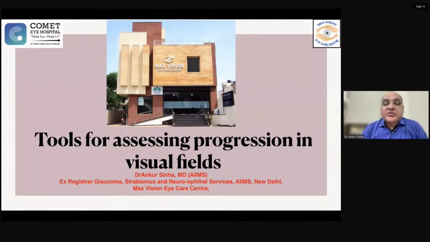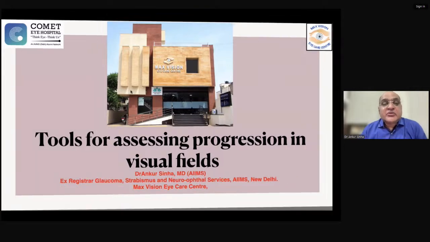So good afternoon, everyone. I'll just talk in brief about tools for assessing the progression in the visual field. Now, that's a very confusing subject, and I don't know whether I'm going to clarify or further confuse. So let us start with it.